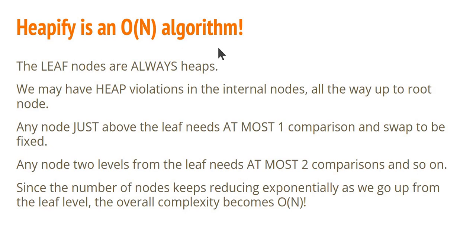Notice we are doing lots of swaps, but this is in fact order of n, which means that if my list size were to become 10 times as large, I expect the running time to also increase, let's say approximately 10 times. Now, the proof for this is a little bit mathematical, so I'm not going to get into that.